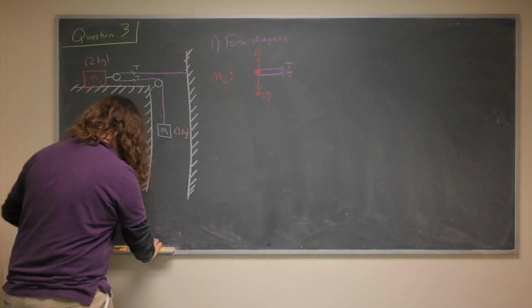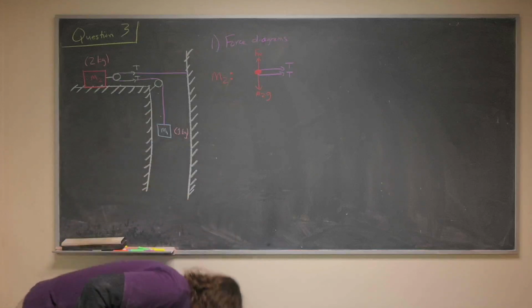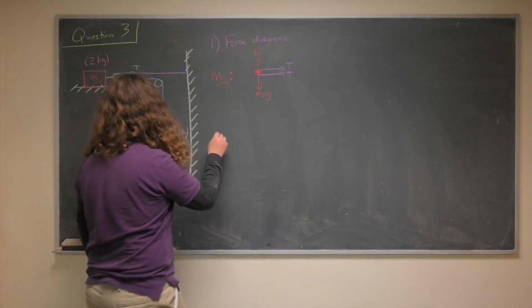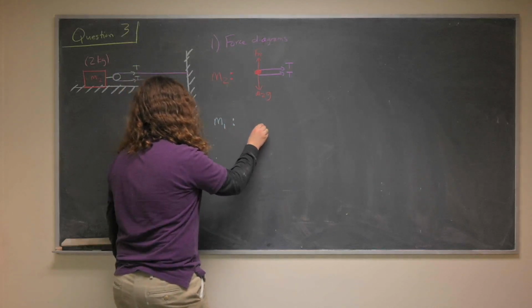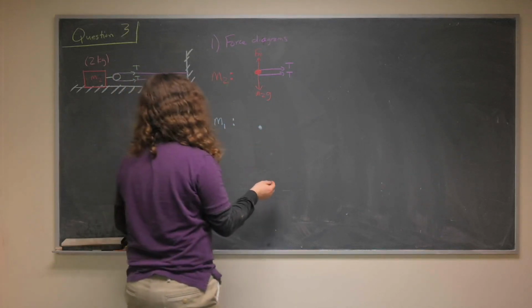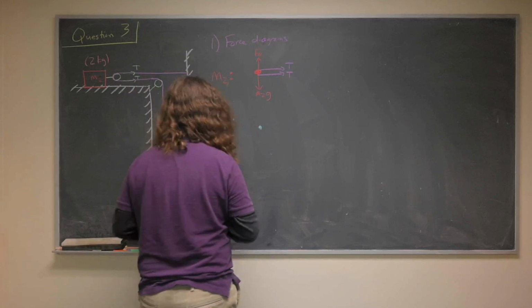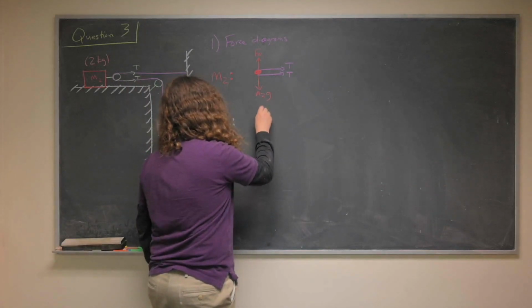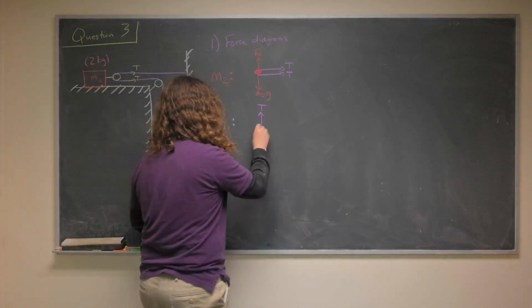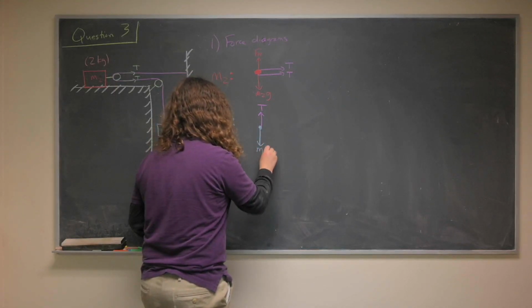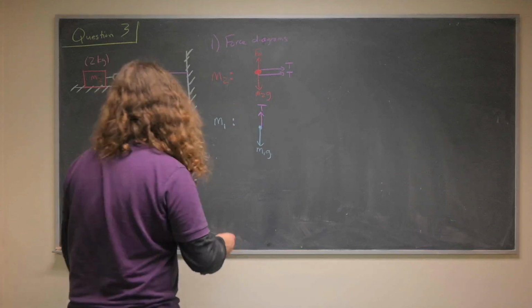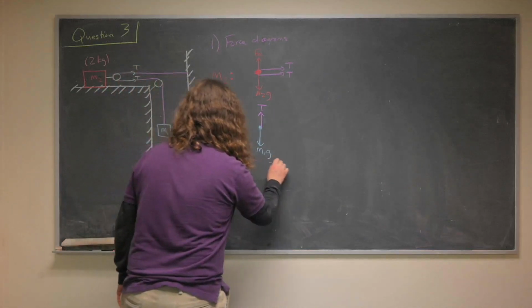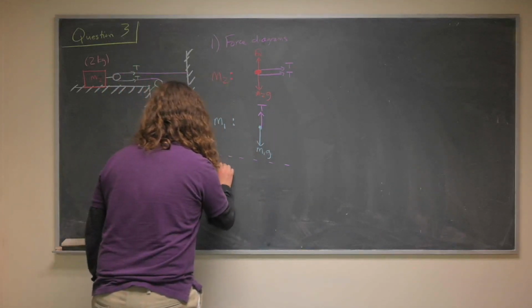For the hanging object, it's pretty simple. Tension goes up, and gravity goes down. All right. So now let's construct Newton's laws from this.